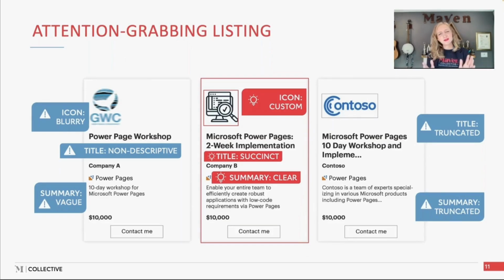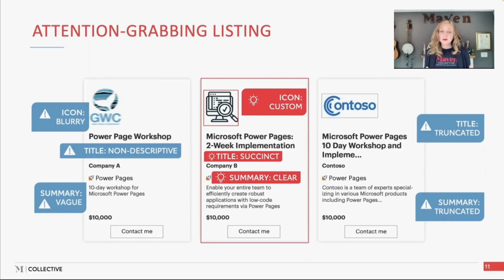The sweet spot is about 50 to 60 characters, and we're not only mentioning the product that the service is oriented to, but also how long this implementation would be, in this case, 2 weeks. So that center listing is right in that sweet spot.